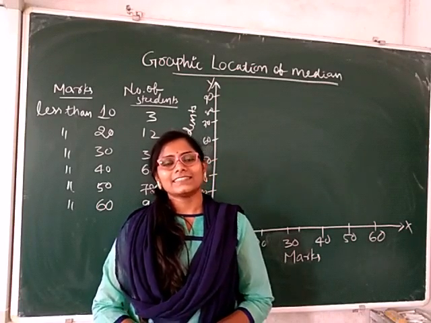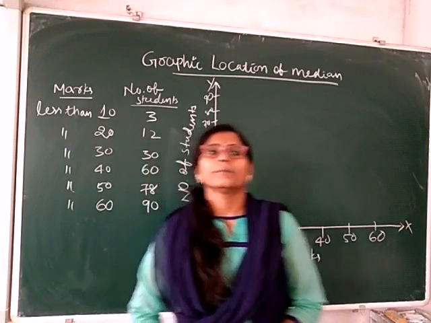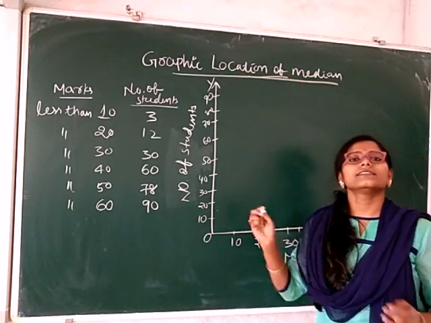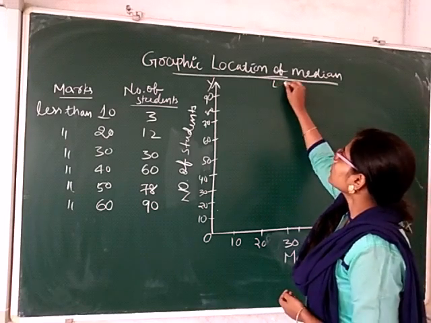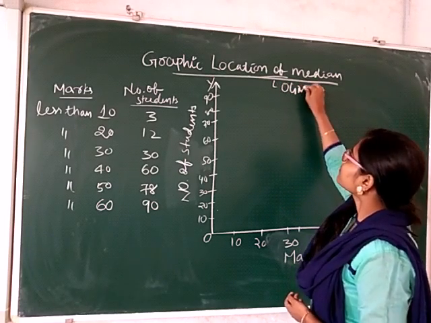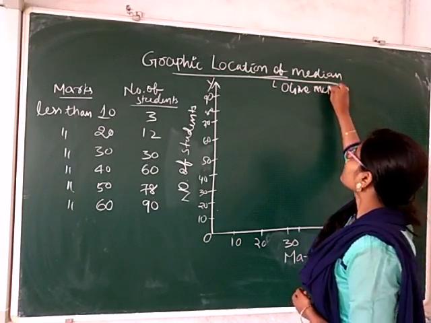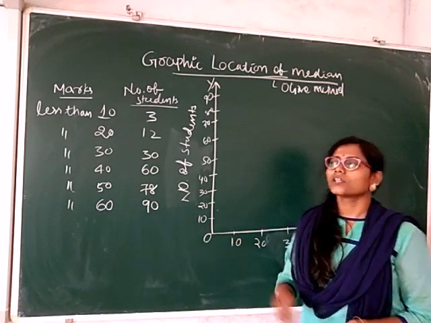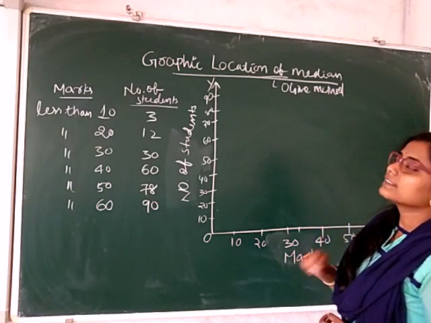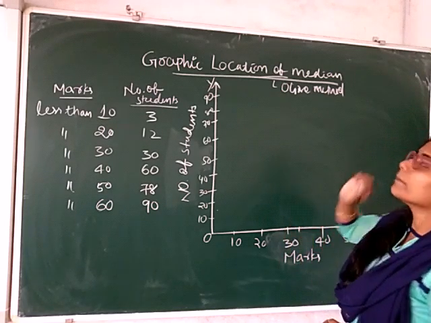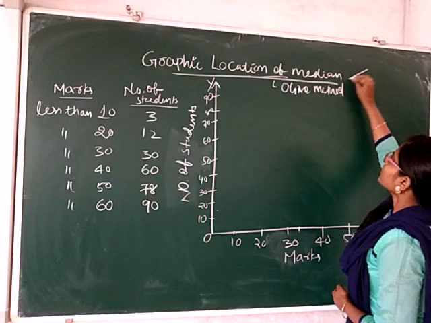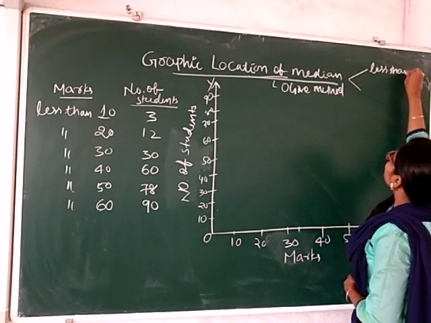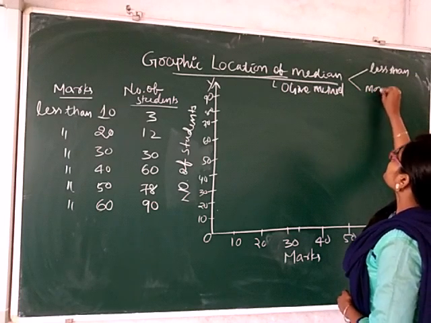Welcome to statistics classes. Today we will discuss median calculation under graphic location, and this method is also known as the OGIVE method. Here we calculate the median by using the graph. This graphic location of median is based on two situations: one is the less than series and the other is the more than series.